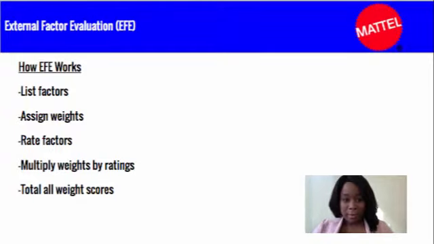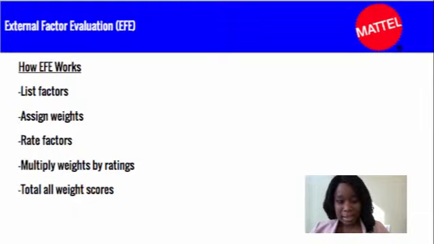So for the EFE, we have the 5 steps listed right here. We have list factors, assign weights, rate factors, multiply weights by ratings, and total all weight scores. So right now I'm just going to be explaining all 5 steps. For the first step, which says list factors, the first step is to gather a list of external factors, divide factors into 2 groups, which is opportunities and threats.